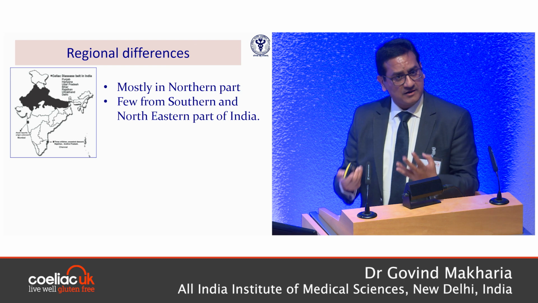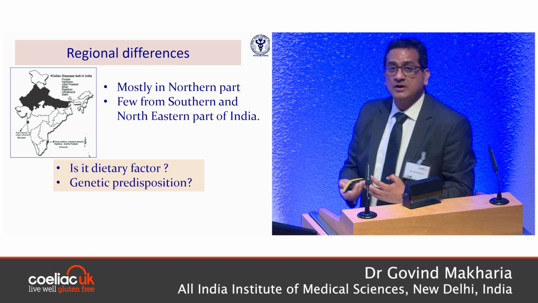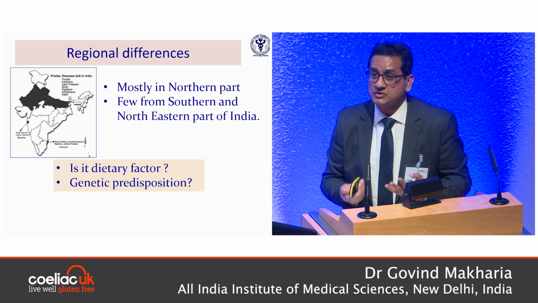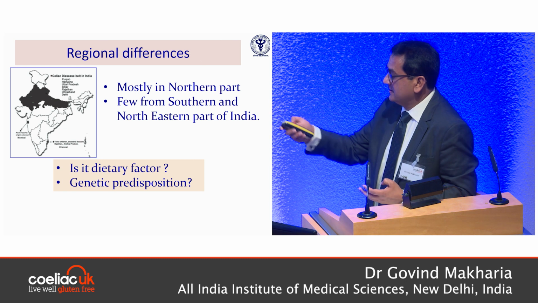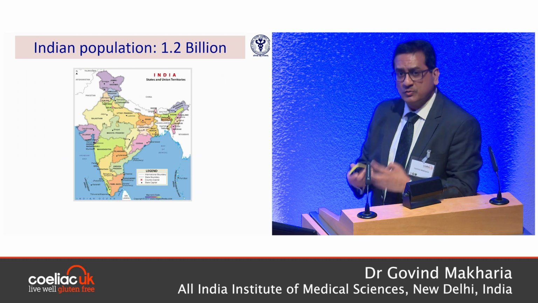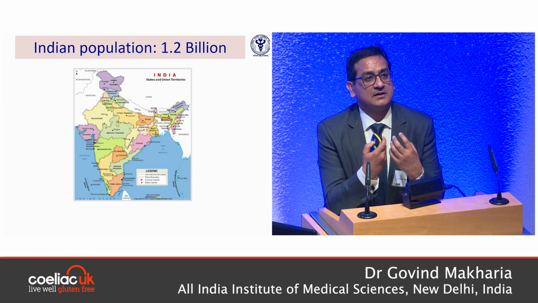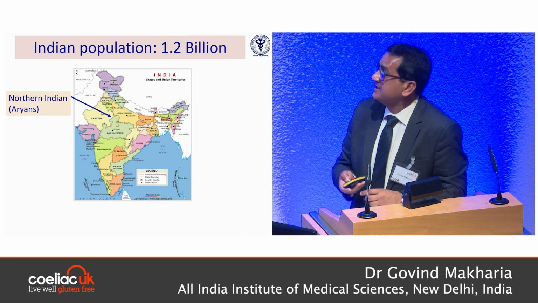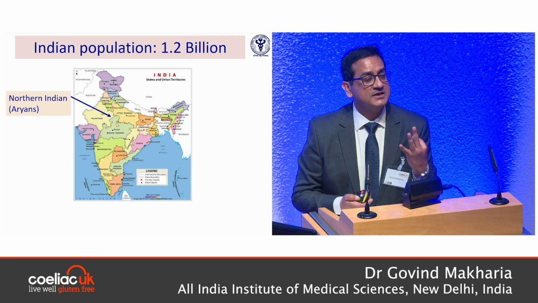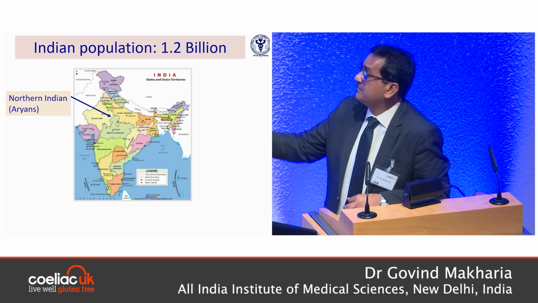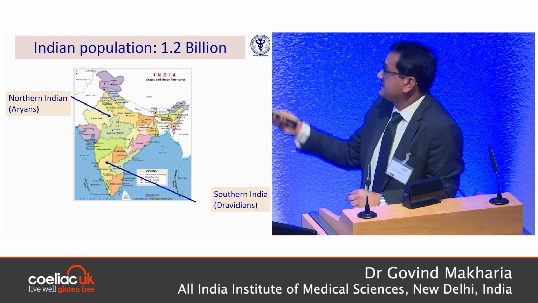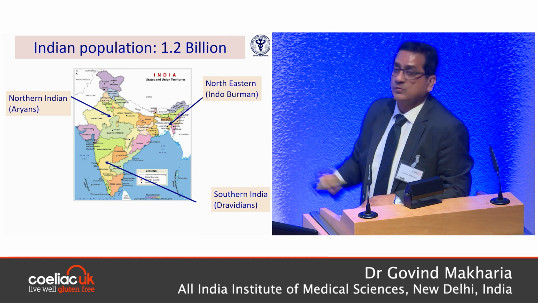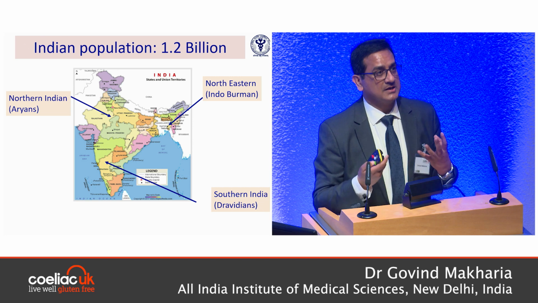We were not really convinced about this, and we wanted to know why it is so. Is it a dietary factor, or is it a genetic susceptibility in the Indian population? Let me give you an idea about the Indian population. India certainly is a big country, but it has three main populations. One is Aryan, in the northern part of India. Then we have the southern part of India, which is Dravidians, and in the northeast part of India, which are Indo-Burman. There are three populations in this country.